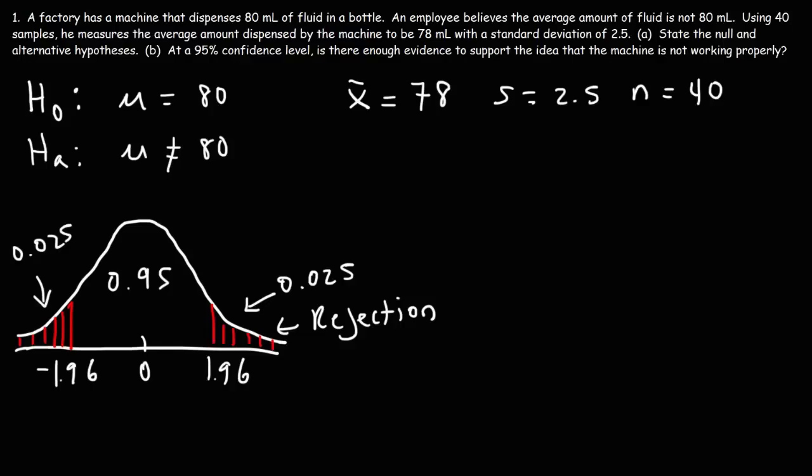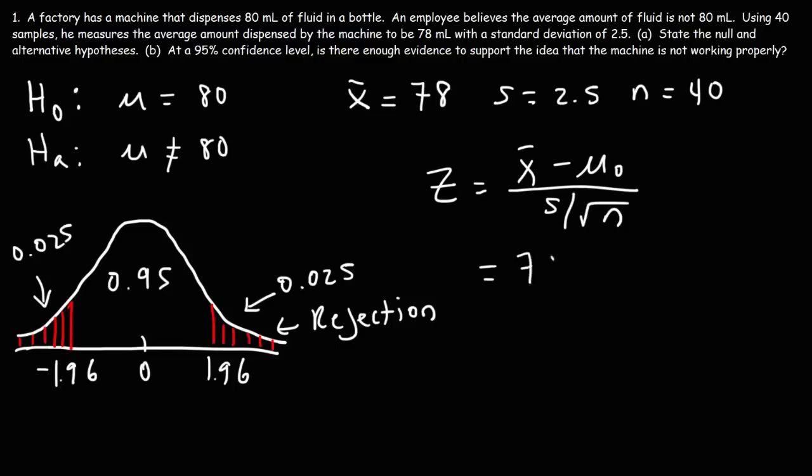Now, if the sample size was less than 30, we may have to use the student's t-distribution. But the fact that it's greater than 30, we could use the normal distribution and get the z-score, since n is large enough. So we're going to use this formula. It's going to be x bar minus the hypothesized mean over the sample standard deviation divided by the square root of n.